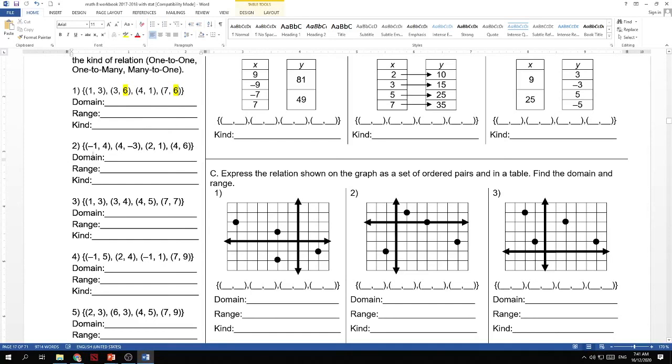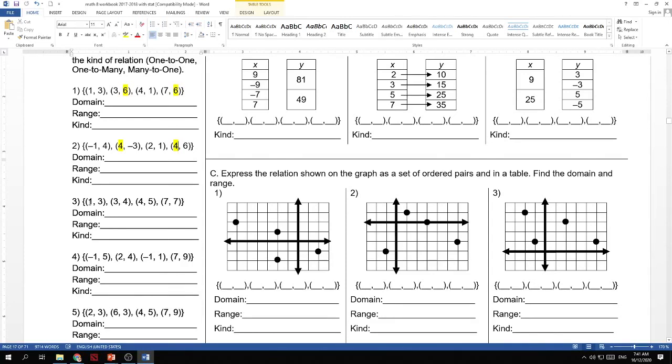What about example number 2? What's repeating in the domain? What's the domain? The 4 is repeating. And what is 4 here? Domain or range? It's the domain that has the repetition. So meaning, this is a one-to-many relation. That's correct.